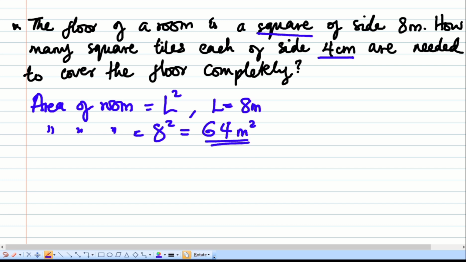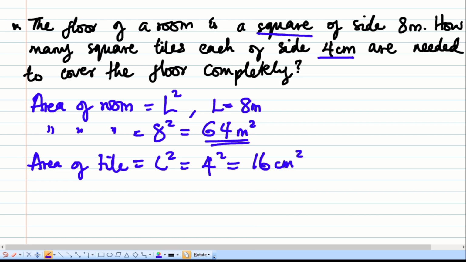Now it said how many square tiles. So what's the area of this tile? You need to know how big this tile is. The area of the tile would also be L squared, and the length was given as 4 cm. Note now, 4 cm. So you have 4 squared, which is 16 centimeters squared.